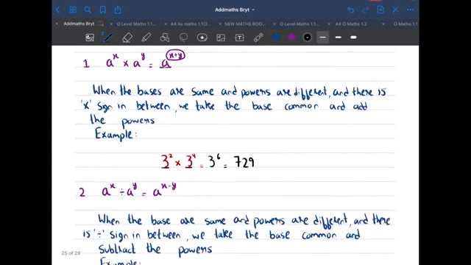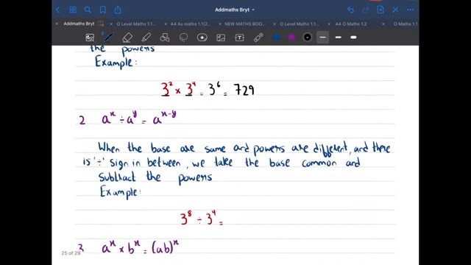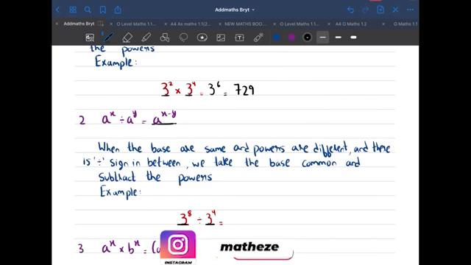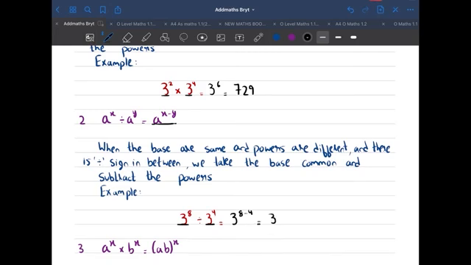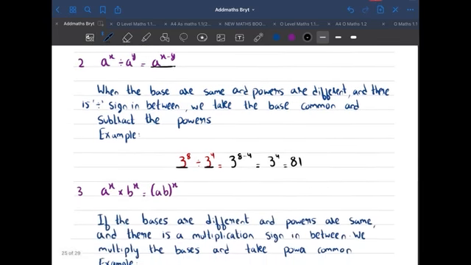Now rule number 2. When the bases are the same and the powers are different, and there is a divide sign in the middle, we take the base common and subtract the powers. So if I see the question here, 3 power 8 divide by 3 power 4. Are the bases the same? Yes. Are the powers different? Yes. And is there a divide sign in the middle? Yes. So you're going to take the base common and subtract the powers. So 3 power 4 is 81. Did you get this?